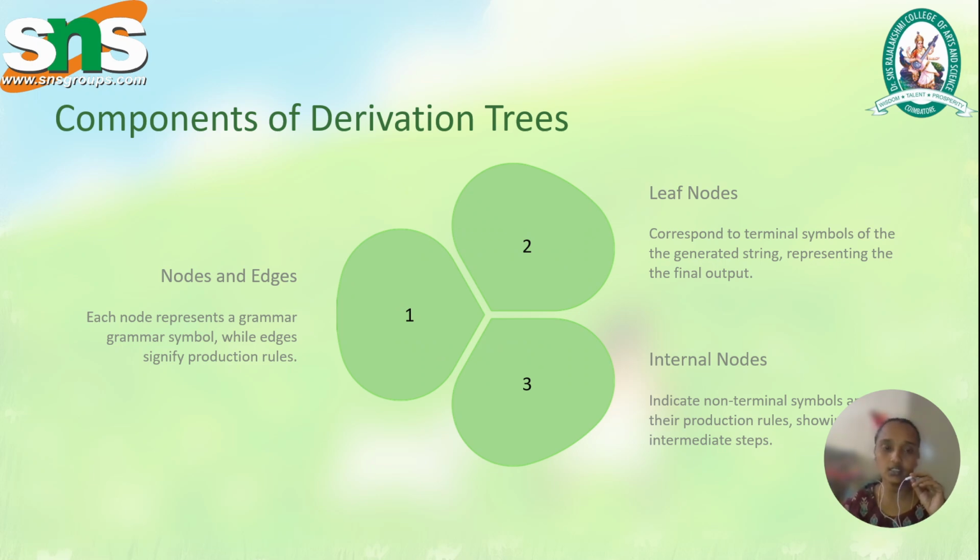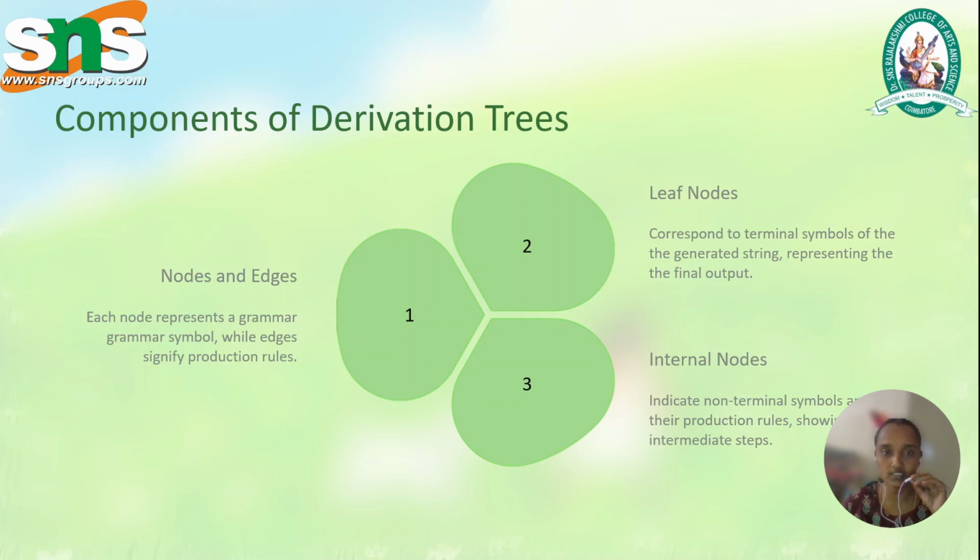The next one, components of the derivation tree. There are three components of the derivation tree. The first one, nodes and edges. Each and every node represents a grammar symbol, while edges signify production rules.